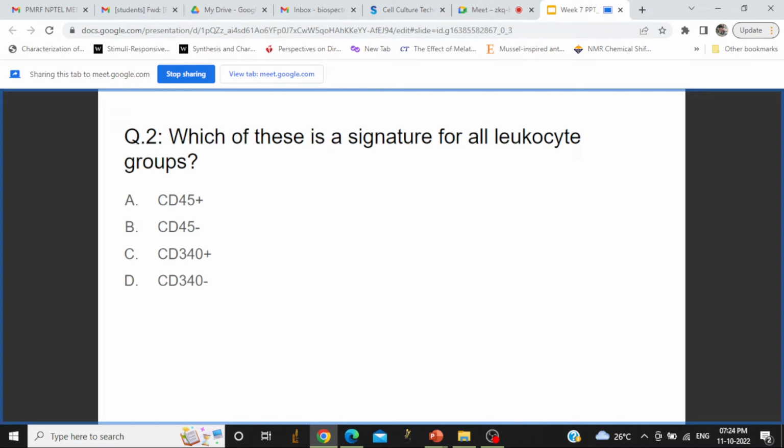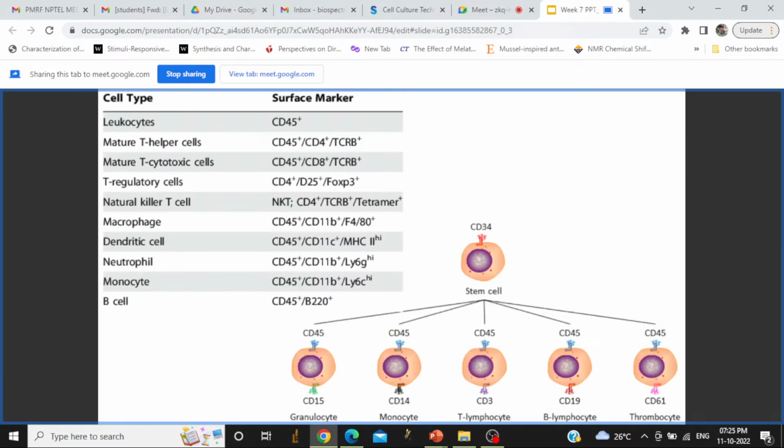So question number 2, which of these is the signature of all leukocyte groups? So A part is CD45 positive. These are like I was saying about markers. These are some antigens which are present in the cells. So leukocytes have some specific markers. There are different types of leukocytes, and there is one common marker in all types of leukocytes. There are also other markers which are different in different types of leukocytes. So the answer is CD45 is a common marker in all these leukocytes.